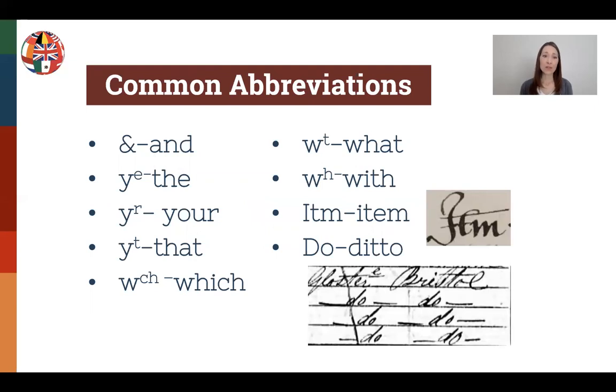This is a list of some of the most common abbreviations that you will see. We've already talked about "and", "the", and "that". There's also "your", "and", "which", "what", "with", "item", and "ditto". Item you will see in probate wills a lot. They just remove the E. And that's an example from a will. And then ditto you'll see in passenger lists and on census records and all kinds of documents. It just means we're copying the same information down from the line above.